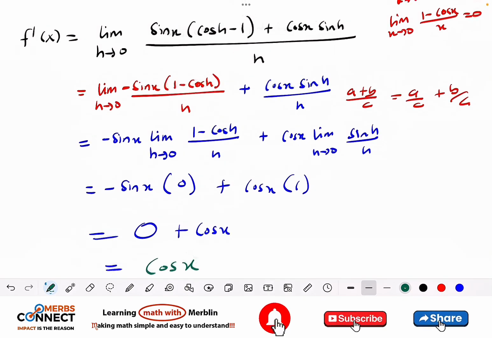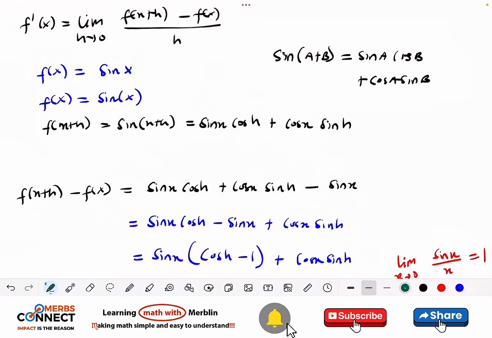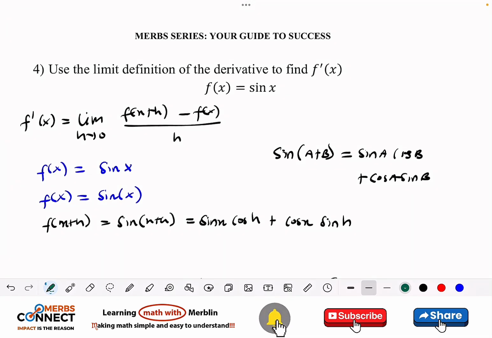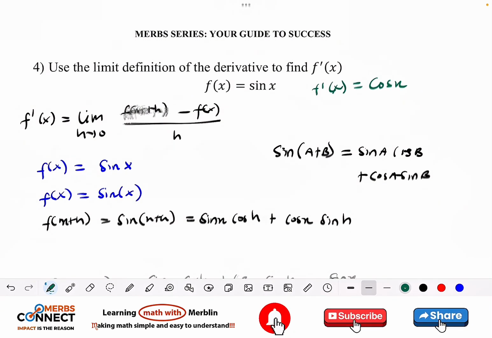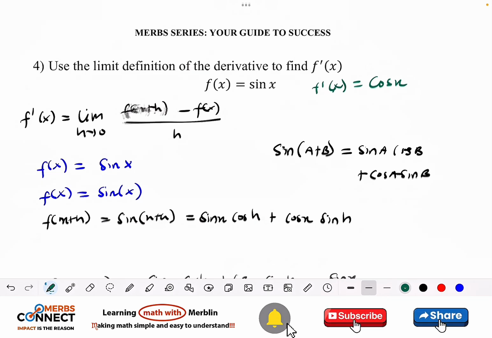So that's the reason why when you differentiate sine, you get what? Cos. So f prime of sine is cos. I'll give you one in the trial question where you are going to differentiate cos and get negative sine.